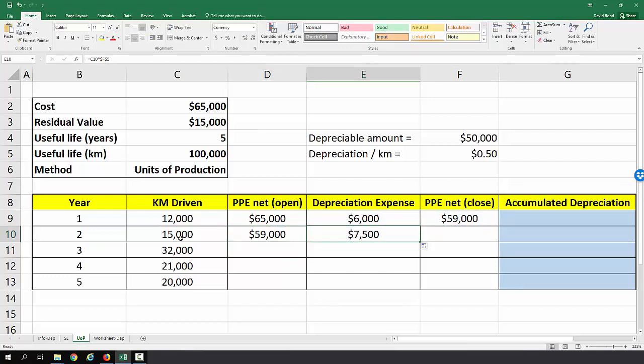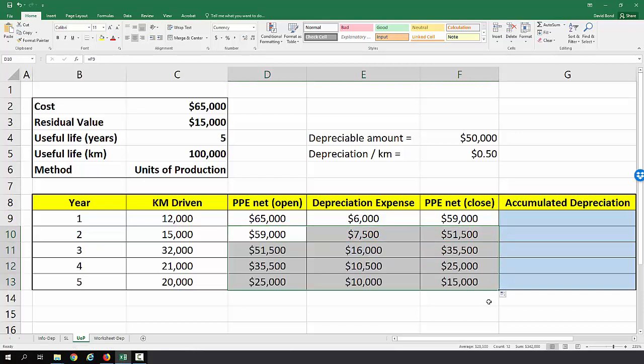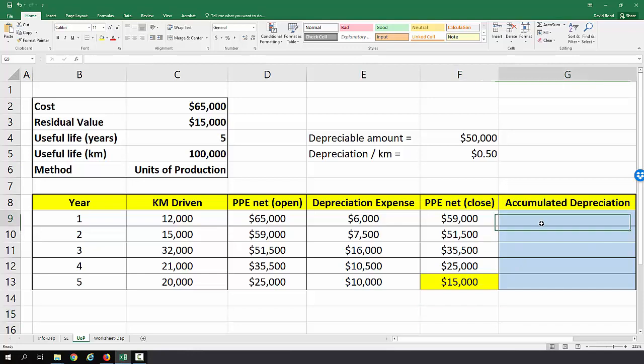In year two, it's the 15,000 kilometers times 50 cents per kilometer. And we take all of that and drag it down, and we still end up with $15,000 as the closing balance for the net property, plant, and equipment. So we still end up in the same place, just a slightly different journey to get there.